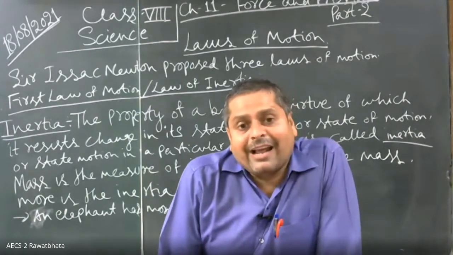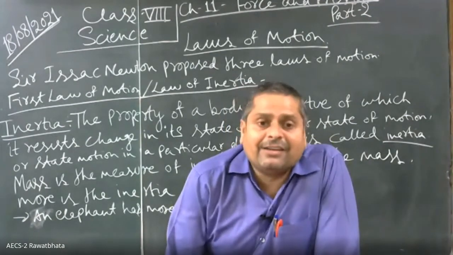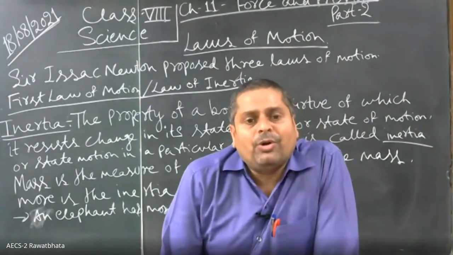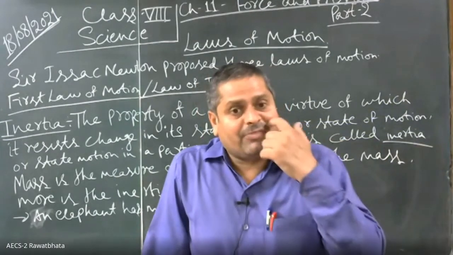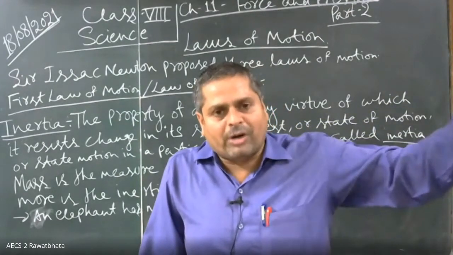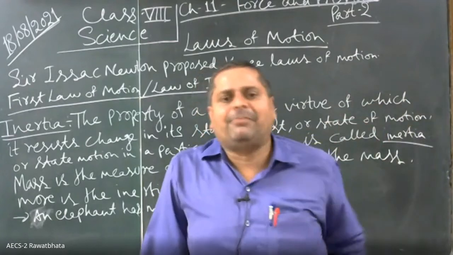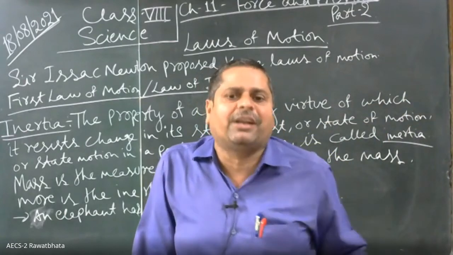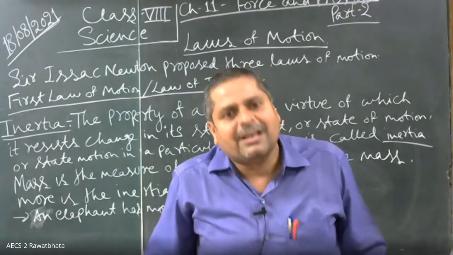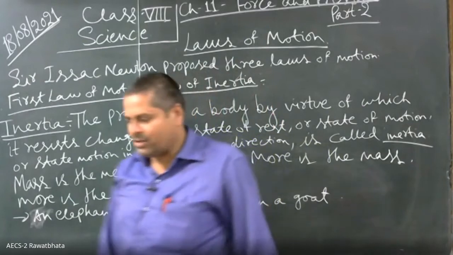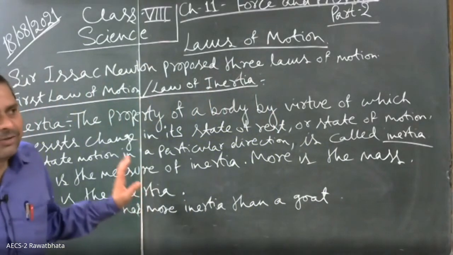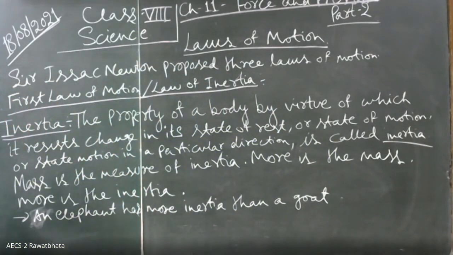Because the truck has more mass and it has more inertia, so it will travel more distance without stopping. It will travel more distance and after that it will be stopped. But the car will stop quickly because the car has less mass and its inertia is less. Okay, very good. Is it understood? Is it understood or not? No, shall I write on the board?